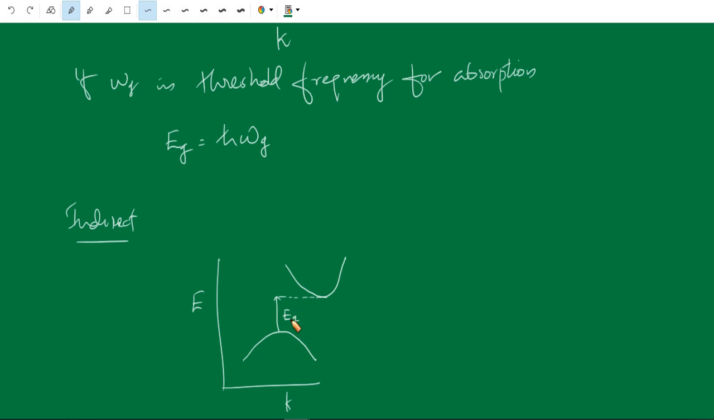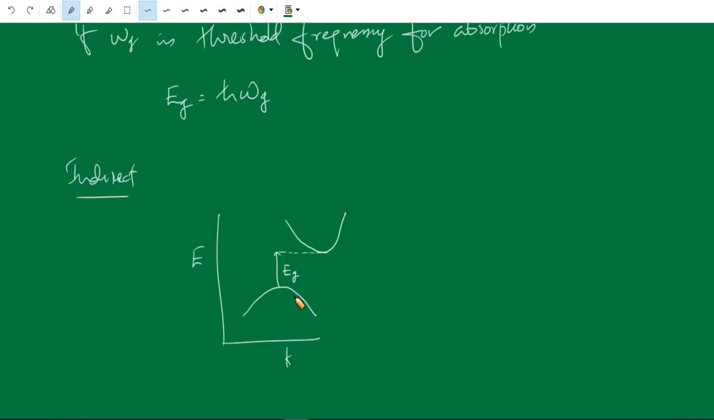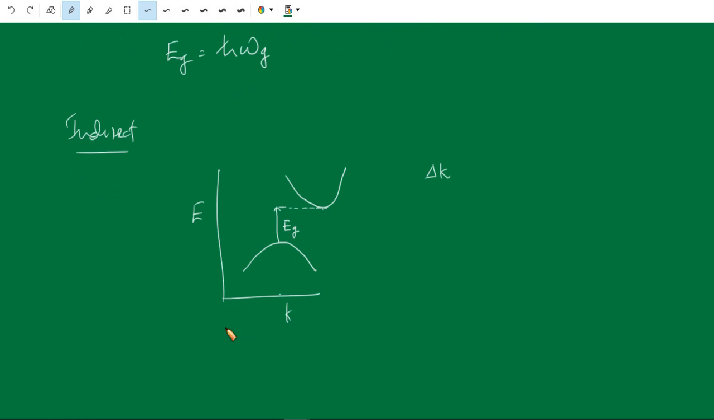But if a photon of this energy is absorbed, it will not simply create an electron hole pair; it is associated with a change in momentum as well. The momentum at the valence band edge is k1, and the momentum at the conduction band edge is k2, and there is a difference in momentum, delta k. So we can write the equation of momentum like this.